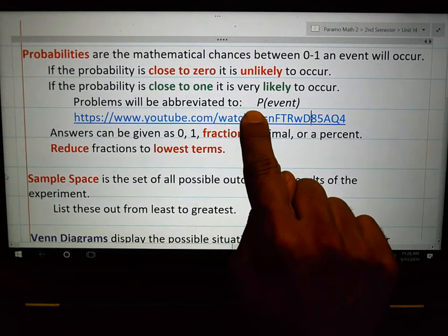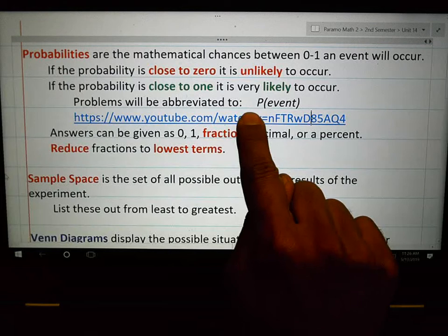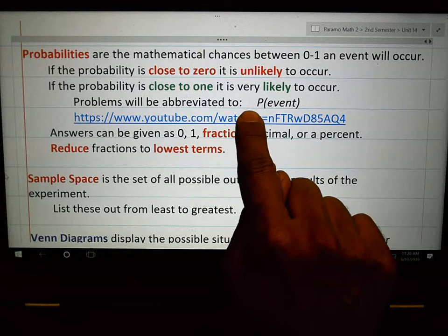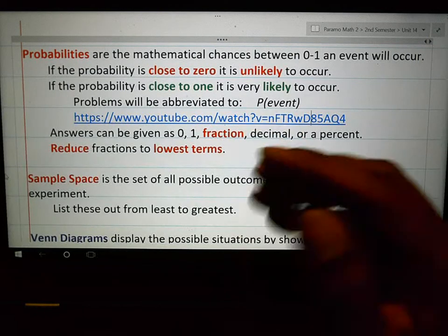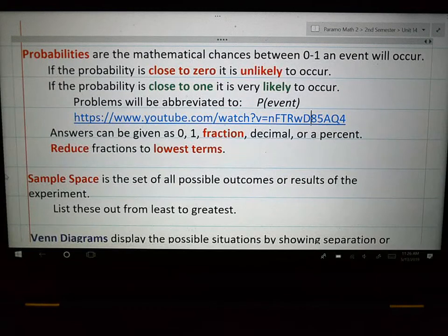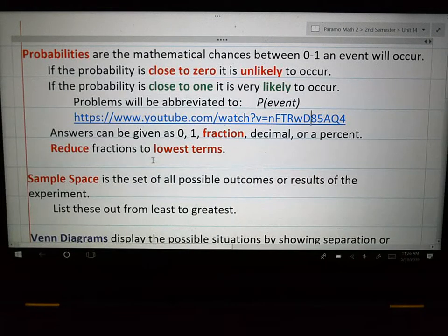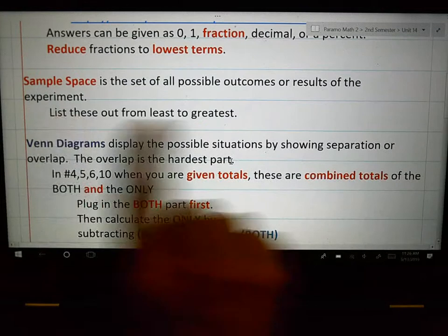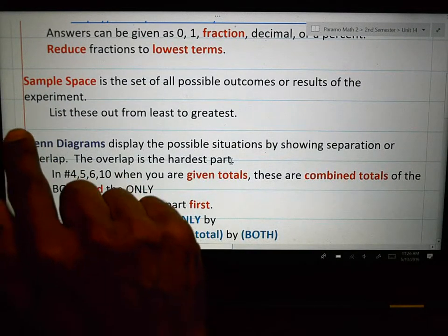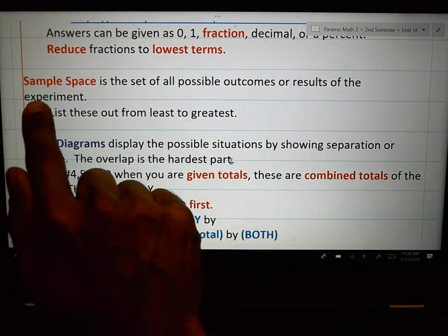The probability is going to be abbreviated to a P. If you see a question that says P of an event, that's asking you to figure out what the chances are of this particular event happening, and they'll be very specific, and I'll show you what I mean. Answers can be written as a fraction, a decimal, or a percent, and I prefer reduced fractions in lowest terms.